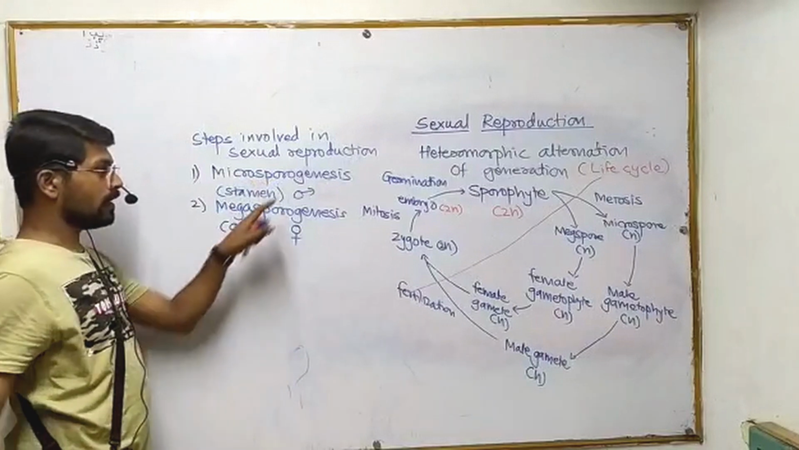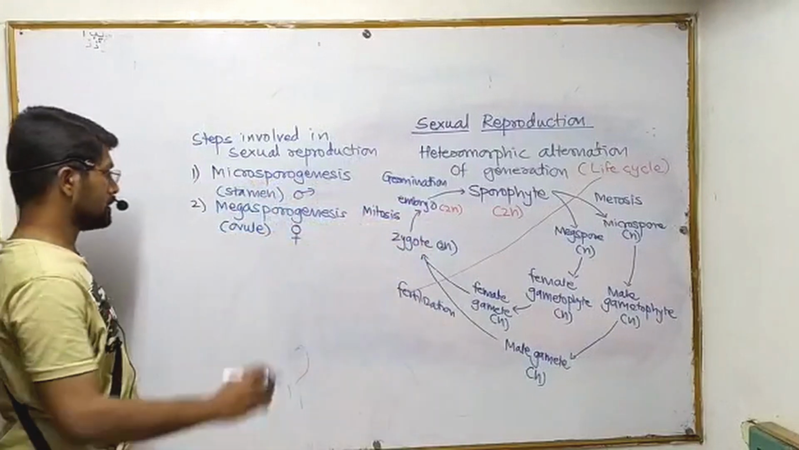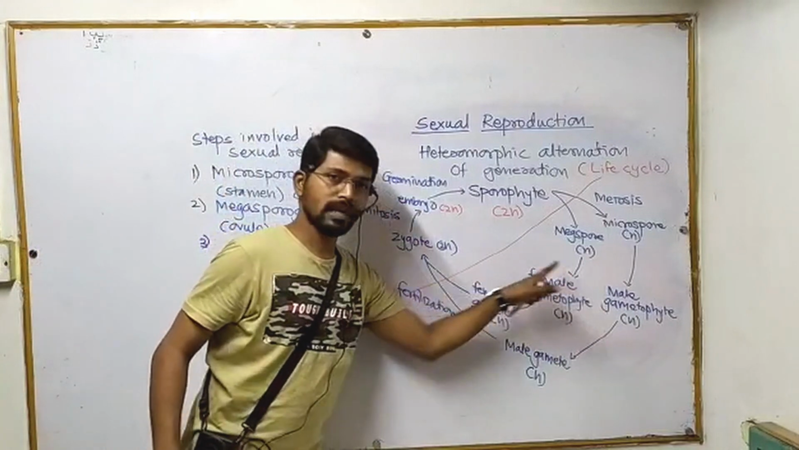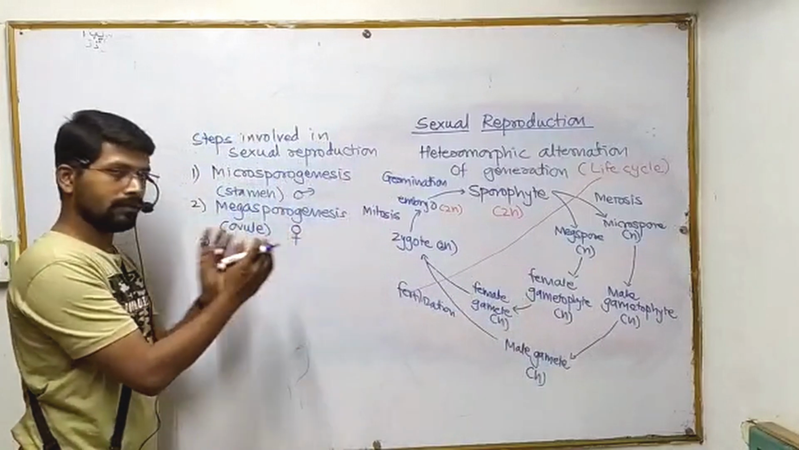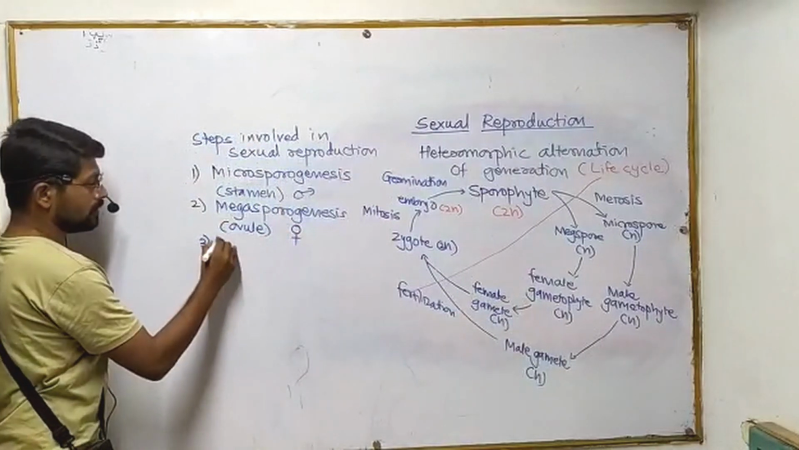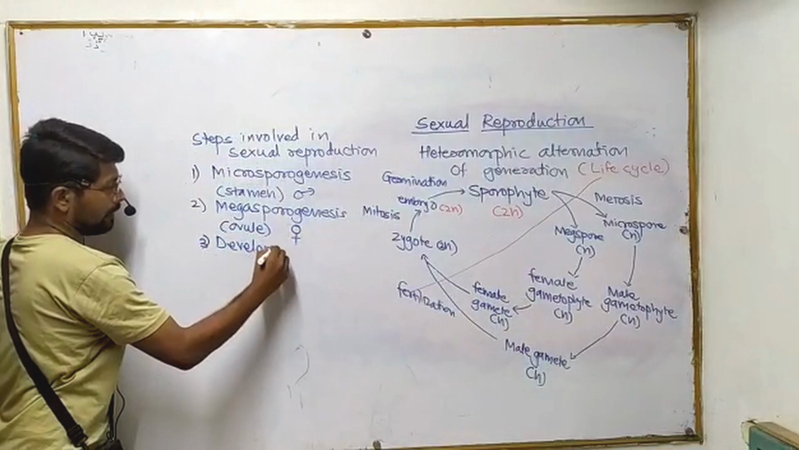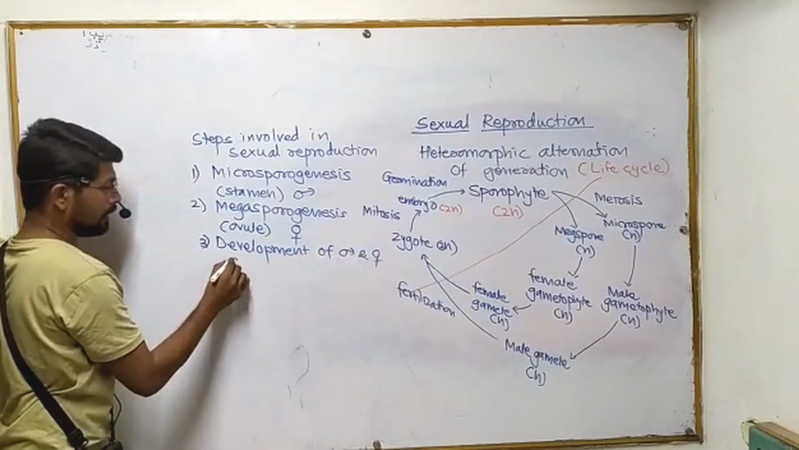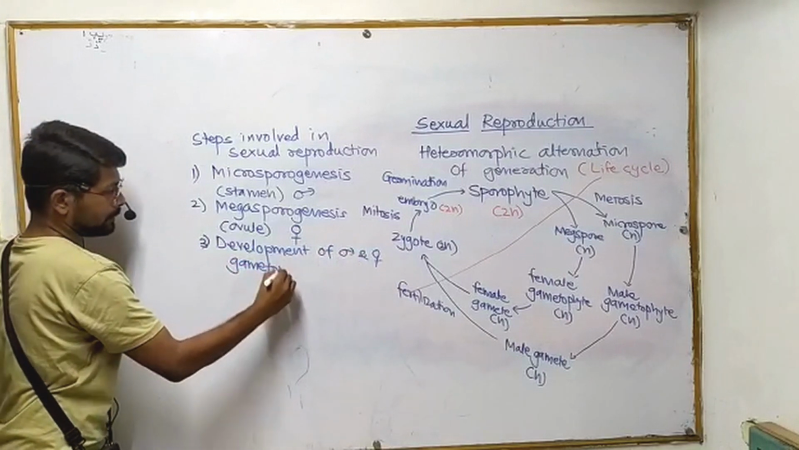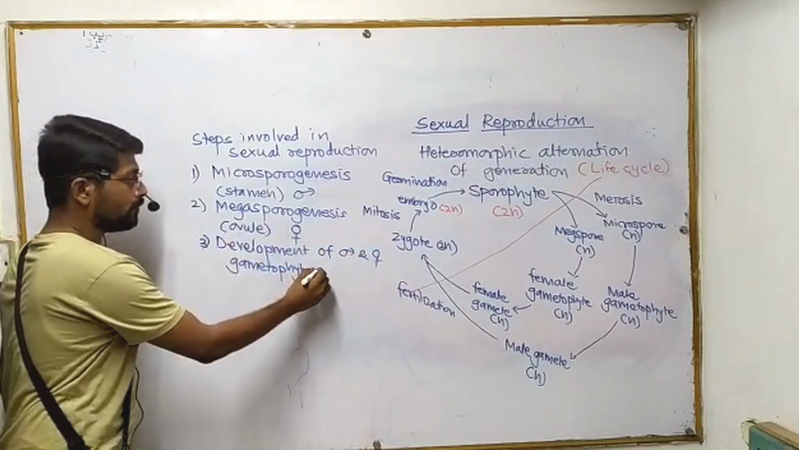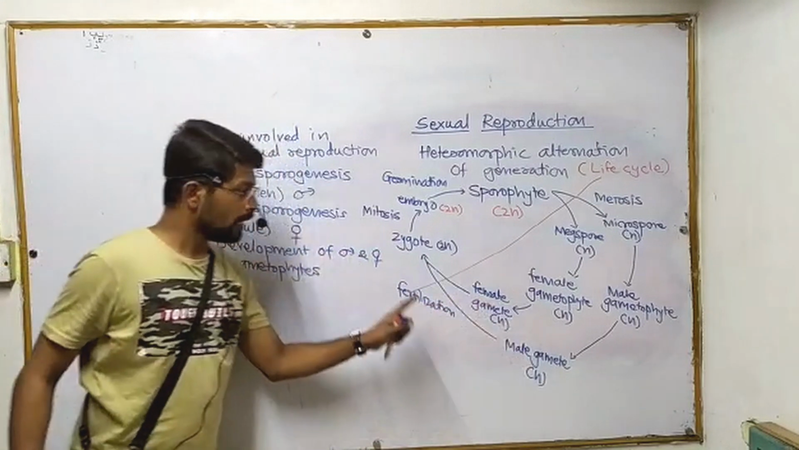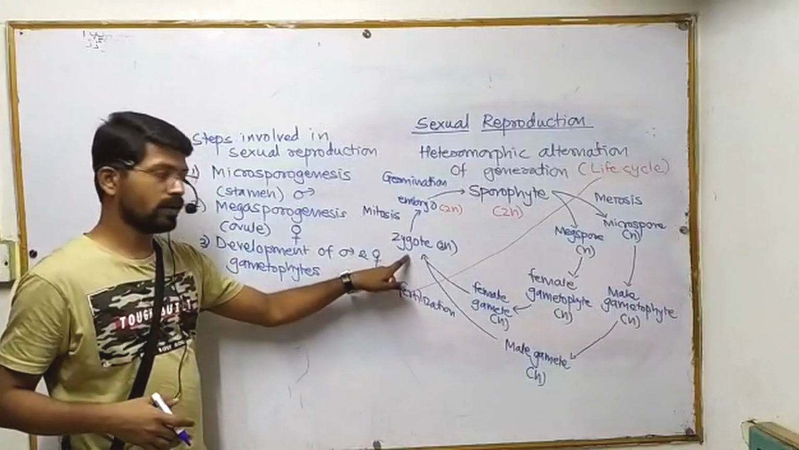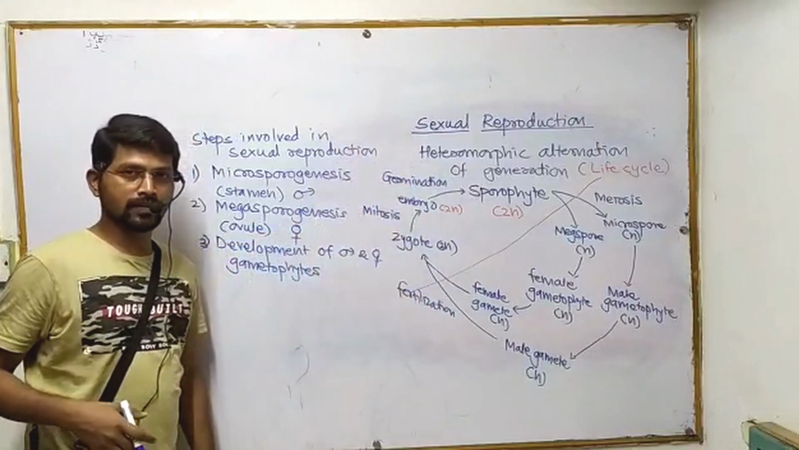So these two steps are there, microsporogenesis and megasporogenesis. Now the third one, as indicated in the diagram, is development of male and female gametophyte. We can collectively place it in one point, and that is third, development of male and female gametophyte. Now these gametophytes will further produce the gametes. These gametes should come in contact with each other, what we call fertilization, for development of the zygote and later stages of the embryo.